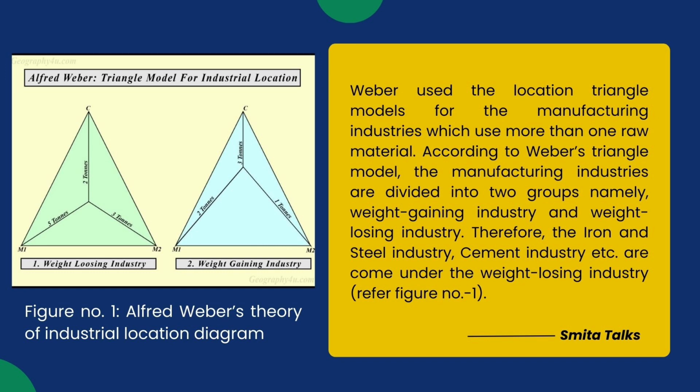Weber used the locational triangle model for the manufacturing industries which use more than one raw material. According to Weber's triangle model, the manufacturing industries are divided into two groups, namely weight gaining industry and weight losing industry. Therefore, the iron and steel industry, cement industry, etc. come under the weight losing industry. Refer to figure number 1.